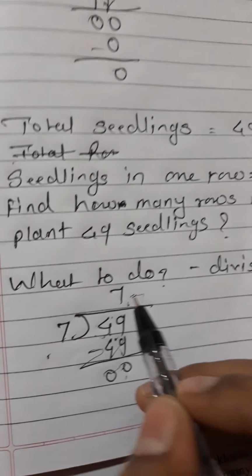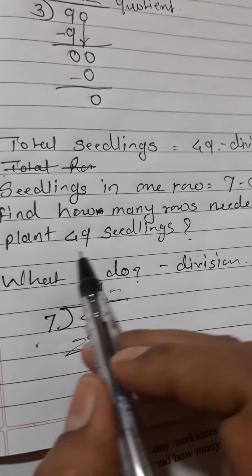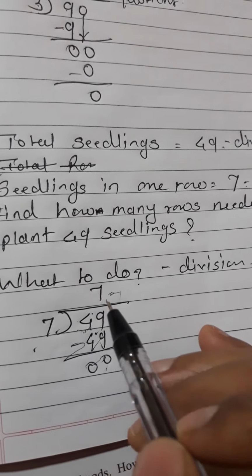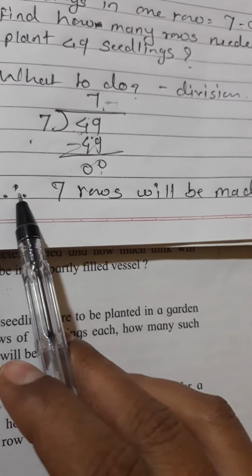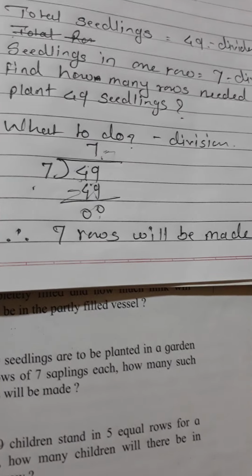So 7 here. Then find how many rows are needed to plant 49 seedlings. 7 rows we needed. Look, the question was how many such rows will be made? So our answer is 7 rows will be made. Understood, students?